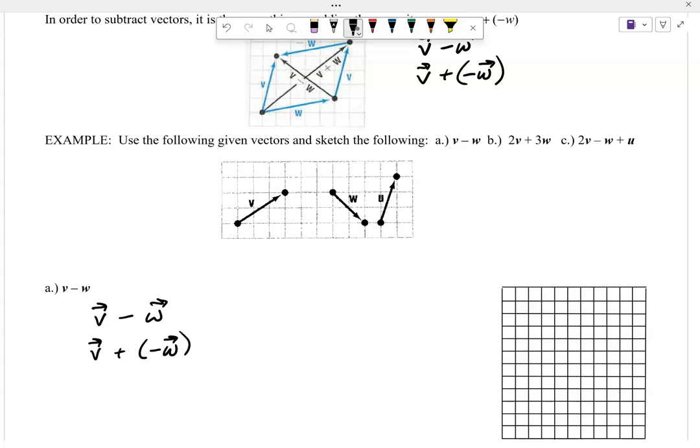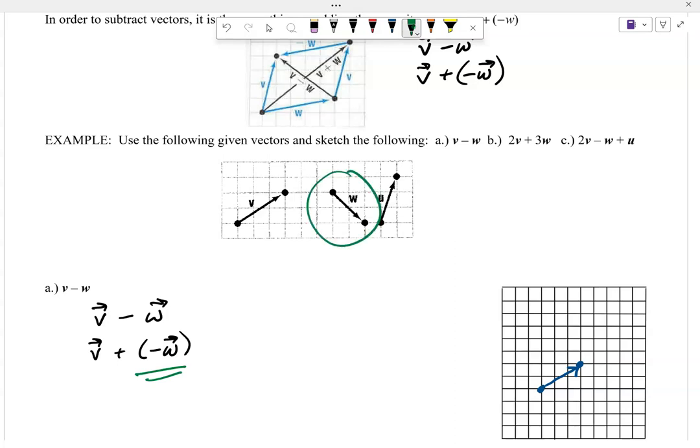So let's do vector v. Notice vector v here. See how it goes up 2 and right 3? Let me do it in blue. That's vector v. Let me come over here and just start right here and go up 2 and right 3. Let's draw vector v. So here's vector v.